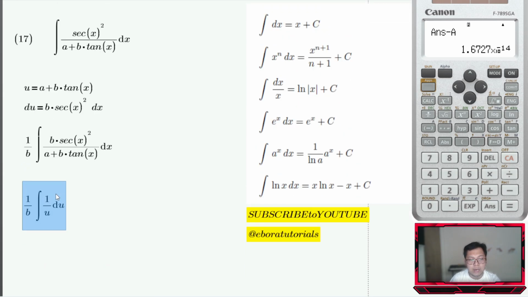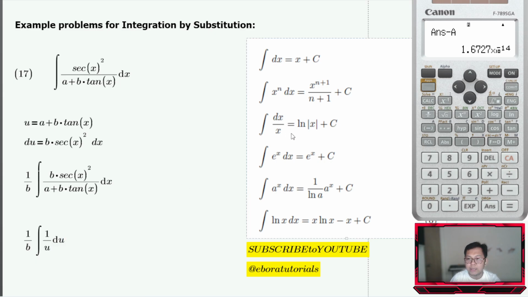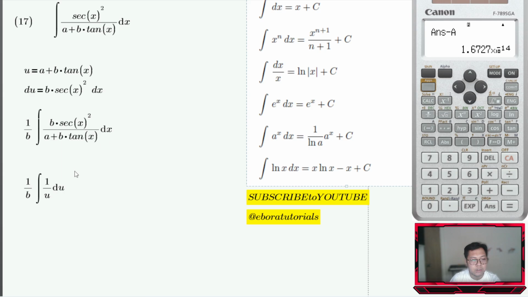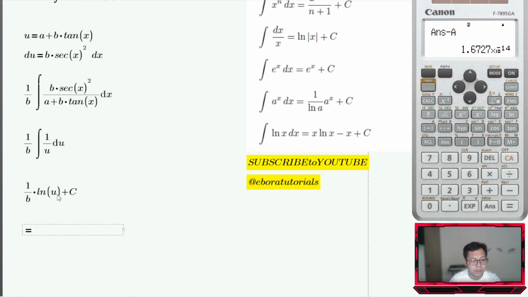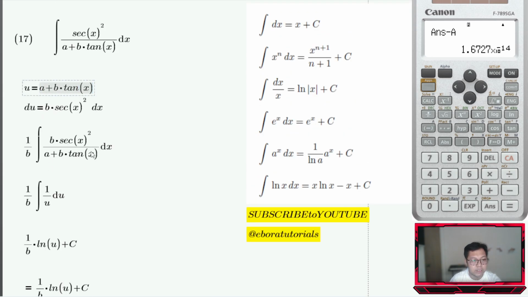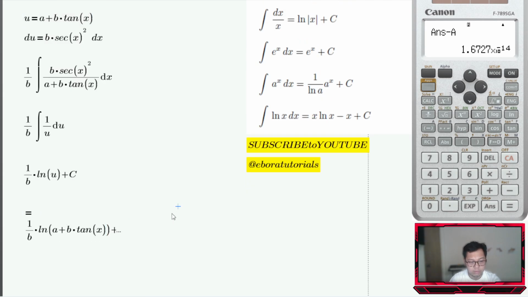Next, we can now use the ln formula. Our answer should be 1 over b multiplied by ln of u plus c. Then again, we will write the actual value of u in terms of x. So let's copy this and change u with a plus b tan x. I think this will be our final answer.